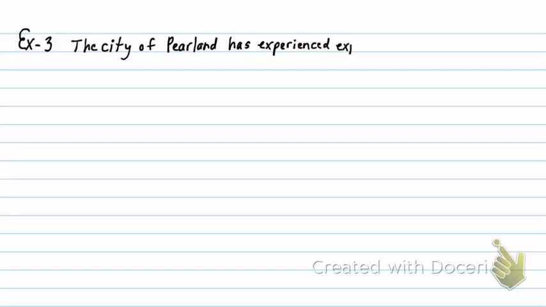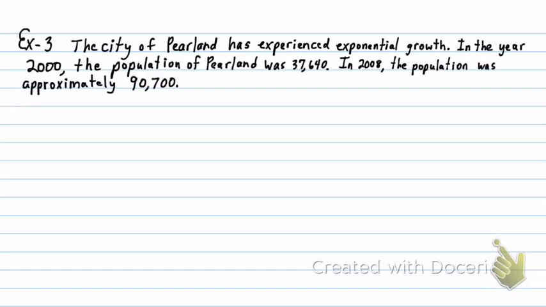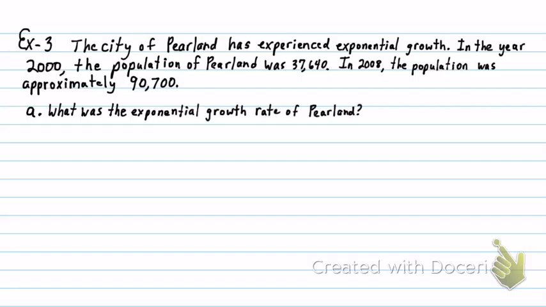So the city of Pearland has experienced exponential growth. In the year 2000, the population of Pearland was 37,640. In 2008, the population was approximately 90,700. So again, we're going to answer two questions here. The first is going to be, what was the exponential growth rate of Pearland? And the second is, what is the double time? In other words, how long does it take for the population to double? So let's go ahead and take care of A first.